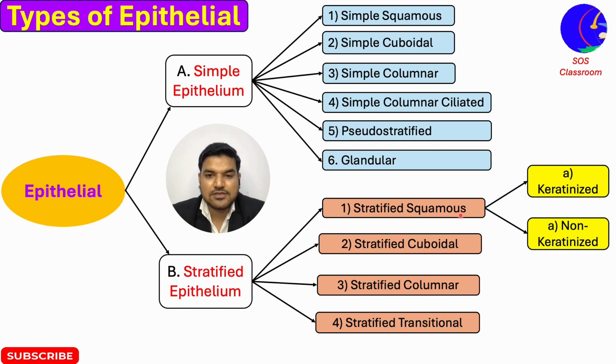And stratified squamous is again divided into 2, keratinized and non-keratinized. So first of all we discuss what is simple and what is stratified. Then we will start the different types of classification.